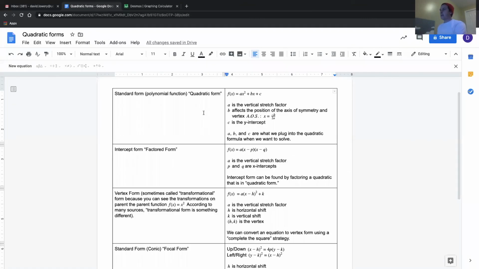Let's jump back here and then just finish up. So standard form, again, A is the vertical stretch factor, right? B, we notice, affects the position of the axis of symmetry. It doesn't really tell us exactly what those shifts are, but we know that it affects that. And then C, of course, is the y-intercept, right? The other reason why we call this quadratic form is because when we use the quadratic formula and we want to plug it in, negative b plus or minus the square root of b squared minus 4ac all over 2a, when we use that, the a, the b, and the c, those come from here, if you remember doing that. So grab those. If it's in quadratic form, it's really easy to use the quadratic formula, which is kind of nice.